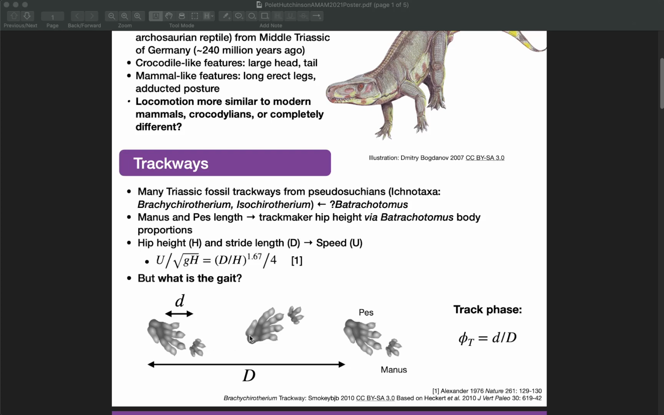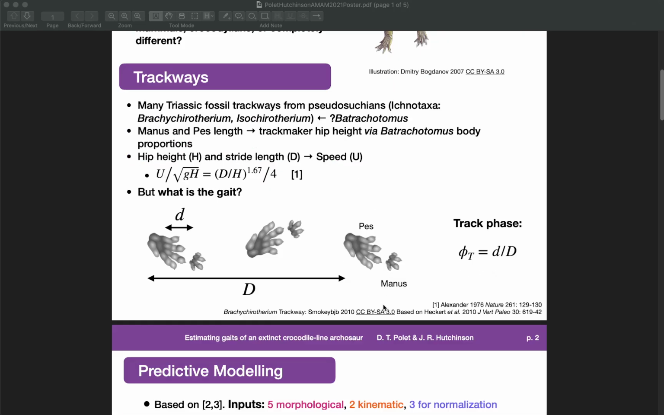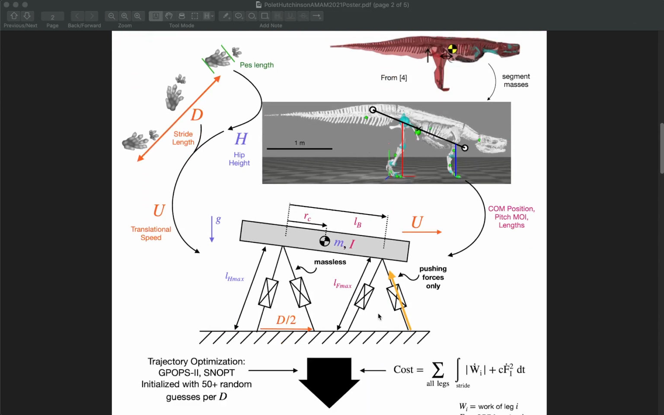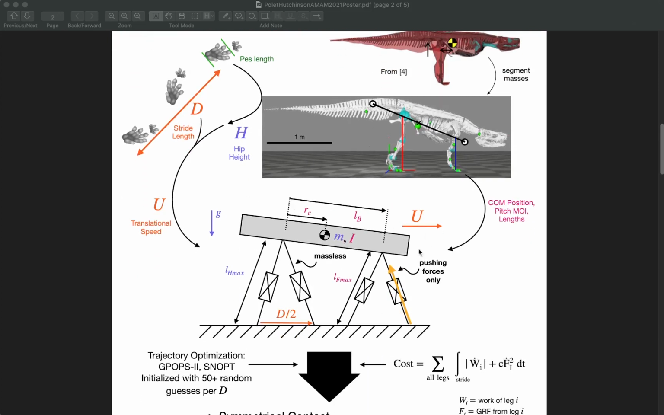So what we wanted to see is whether predictive simulation could come up with the same track phase that we observe here. And if it does, then we can make some inferences about the gait of this extinct animal. So we use a very simple model. All it is basically is just one rigid link with four legs. And these legs are completely massless, and all that they can do is push.